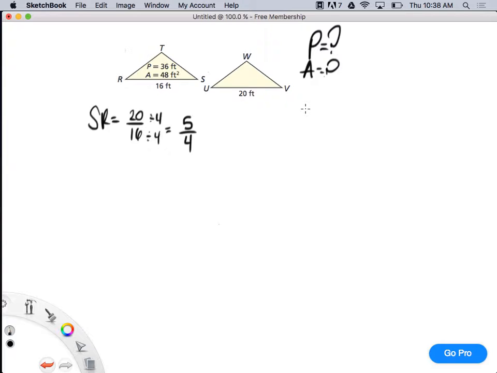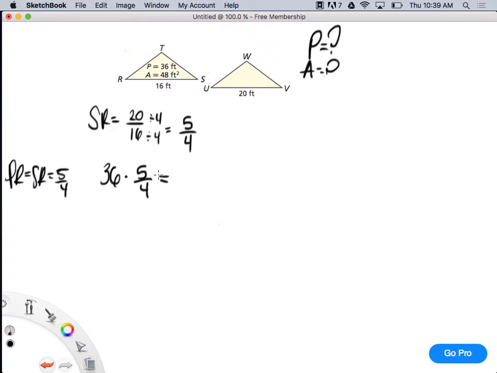Well, if I want to find the perimeter, I use the perimeter ratio. But what do I know? The perimeter ratio and the similarity ratio are the same. So to find this perimeter, I just take 36 and I multiply it by 5/4. Does that make sense to you guys? The 36 feet is the perimeter of this one. So to find the perimeter of this one, I know that the perimeter ratio equals the similarity ratio, which is 5/4, right? So I just multiply by the perimeter ratio.